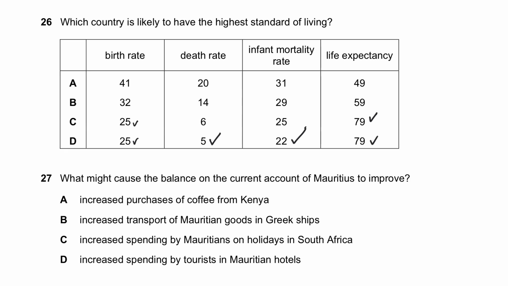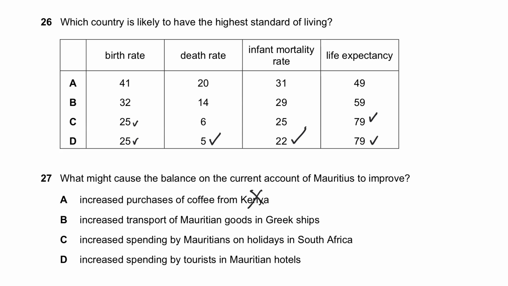So current account may include exports and imports of goods and services. Let's read each answer choice. A says increased purchases of coffee from Kenya. If a lot more coffee is being bought from abroad, then your imports of coffee is increasing. Your current account may worsen.